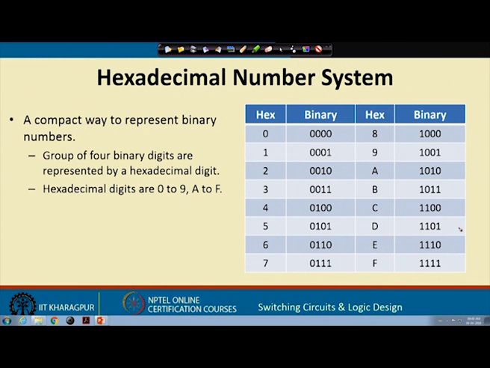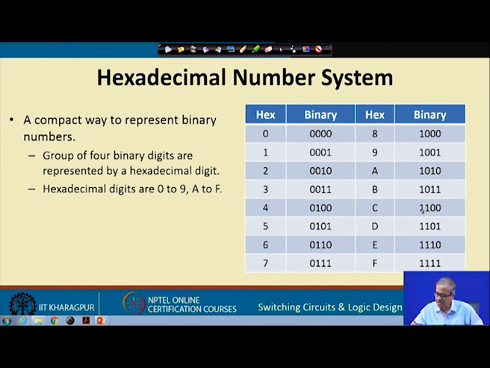So, this table shows the different hexadecimal digits 0 up to F and the corresponding binary equivalents. You can take any one. 0 1 1 0 means what? You multiply by the weights, it is 6 in decimal. So, it is equivalent to digit 6.